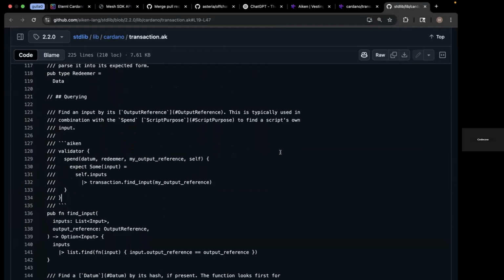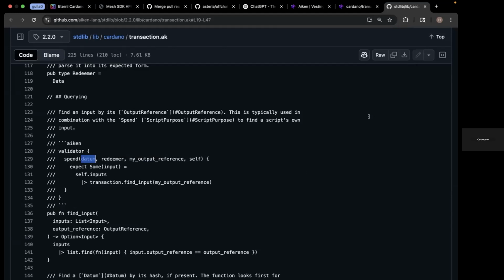Oh yeah, okay. It's just an example of how to find one's own input. Yeah, exactly. But we still have not found the definition of that spend function that takes these four parameters, and we don't know why this datum type is optional. Okay, we're close though.